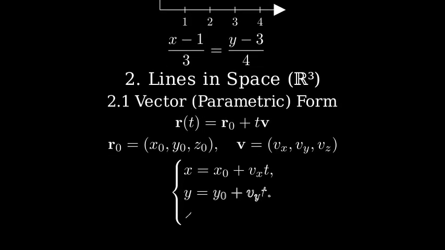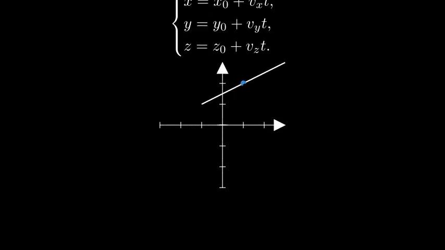In component form, we have three equations: x equals x subscript 0 plus v subscript x times t, y equals y subscript 0 plus v subscript y times t, and z equals z subscript 0 plus v subscript z times t. Similar to the two-dimensional case, we can derive a symmetric form for lines in 3 dimensions.